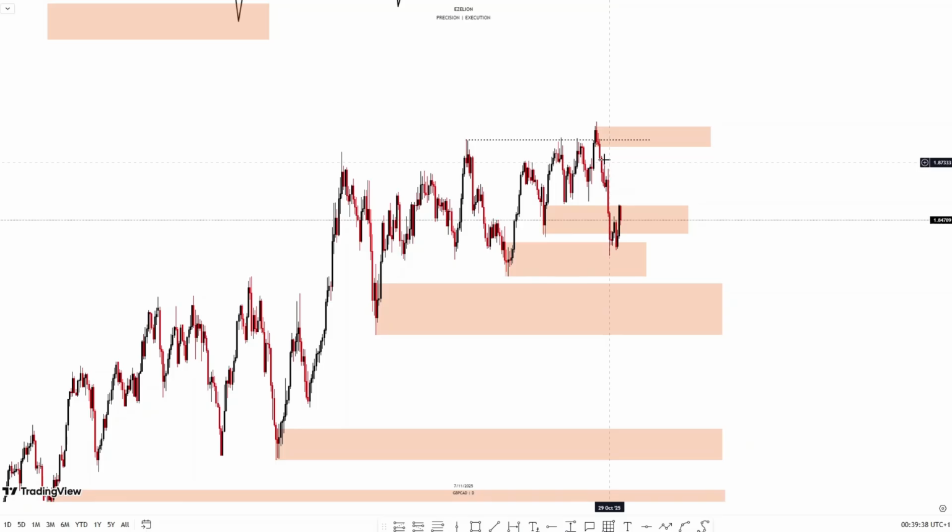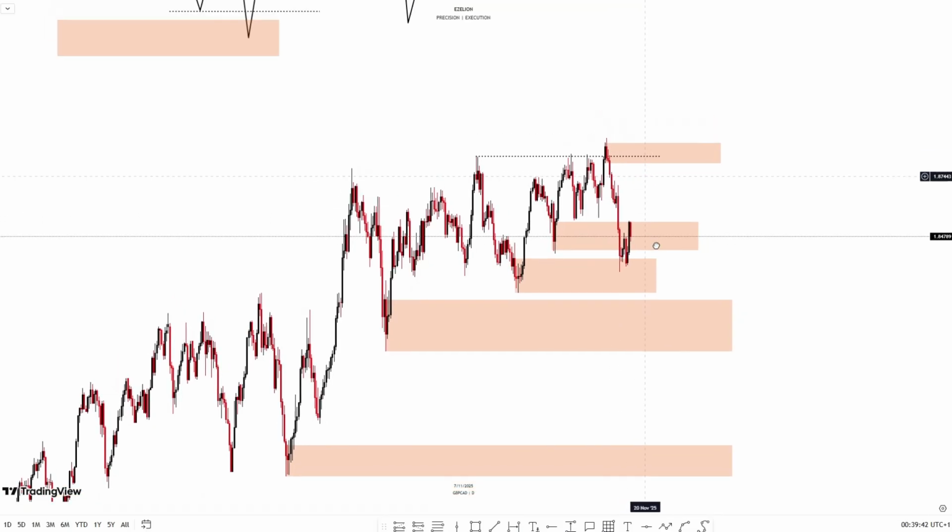No, it only has a single wick. I don't like this one. I don't like single wicks. And next, what do we have here?